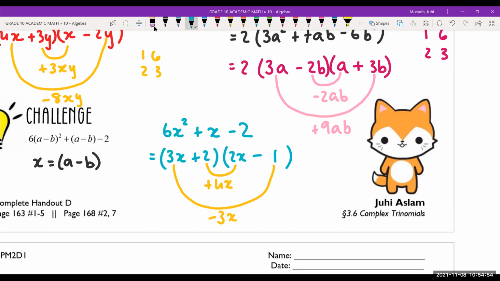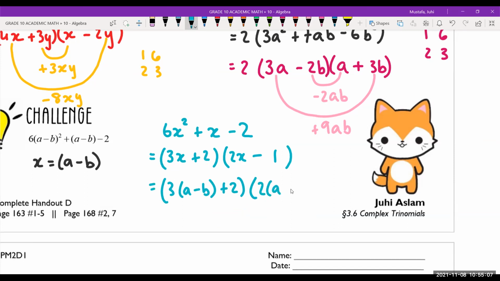Okay, we're not done because what do we need to do still? We have to bring back our a minus b. So now wherever I have an x, I'm going to bring back a minus b. And then I'm basically just going to distribute to get my final answer. So this is going to end up being 3a minus 3b plus 2, and this is going to be 2a minus 2b minus 1. So for that last step, wherever I had my x, I brought back the a minus b, and then I just distribute the 2. So it gave me this. And here I distributed the 3. So it gave me that.